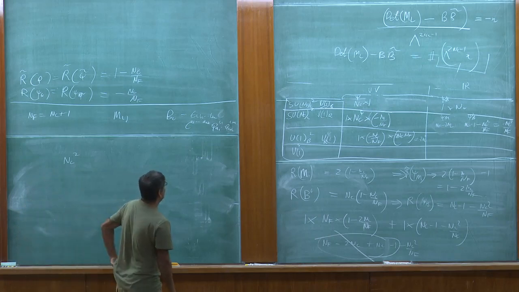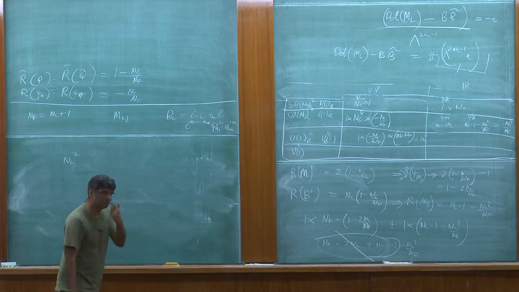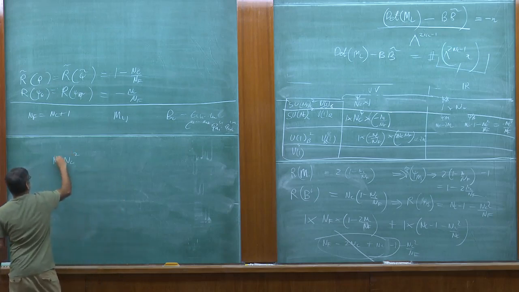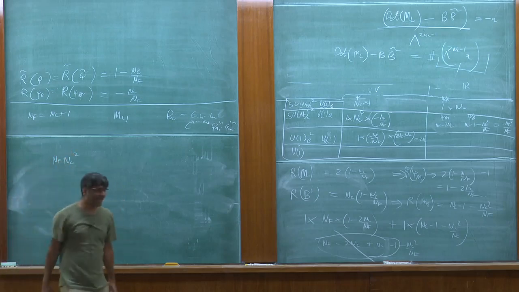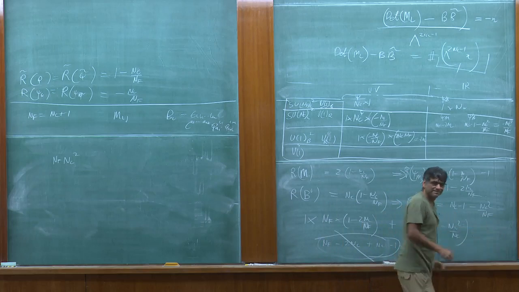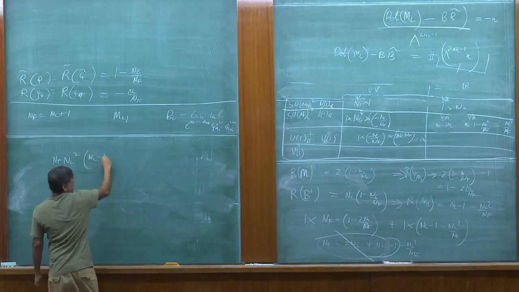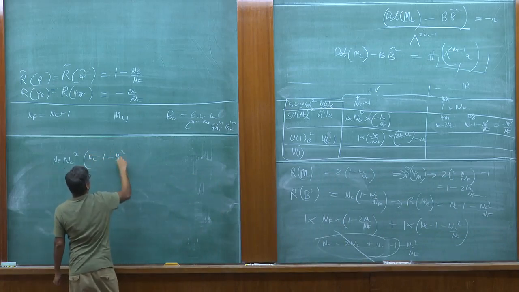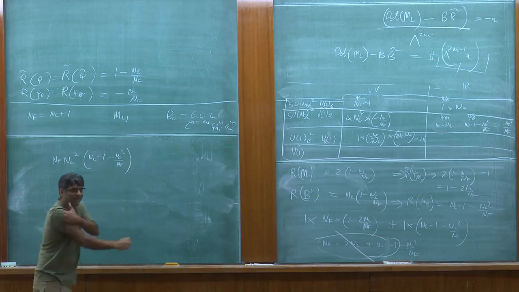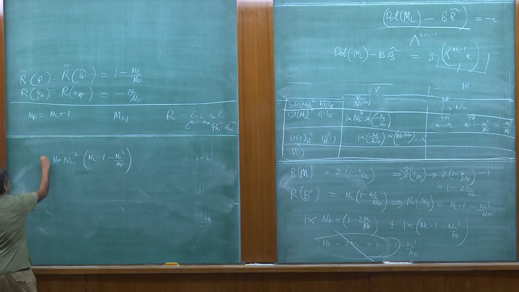Now, there are Nf different Bs. So Nf, that's a flavor index, that's a multiplicity index. And the R charge of B is this guy. Okay. Nf Nc squared into Nc minus 1 minus Nc squared by Nf. This times 2 because B tilde contributes exactly the same.